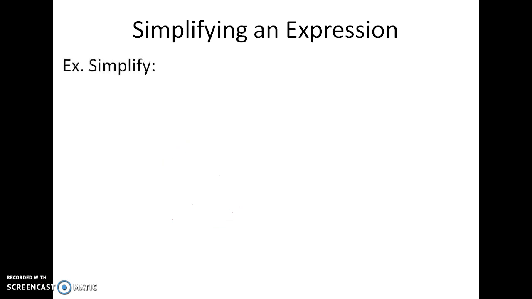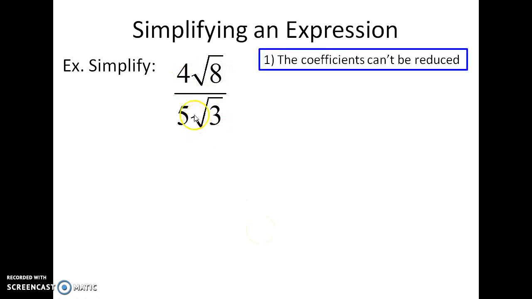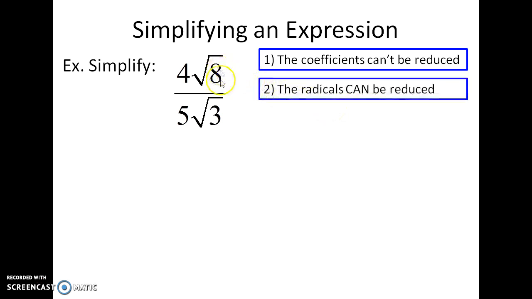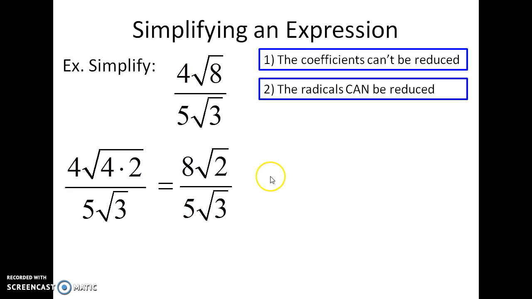In the next example, with coefficients and radicals, we'll go through and simplify each one. Here, the coefficients 4 over 5 can't be reduced. The radicals, root 8 over root 3, can be reduced, but not because they have a common factor, only because 8 is reducible as a root. 8 is 4 times 2, and 4 is a perfect square. So this ends up being equal to square root of 4 is 2, 4 times 2 is 8, 8 root 2 over 5 root 3.